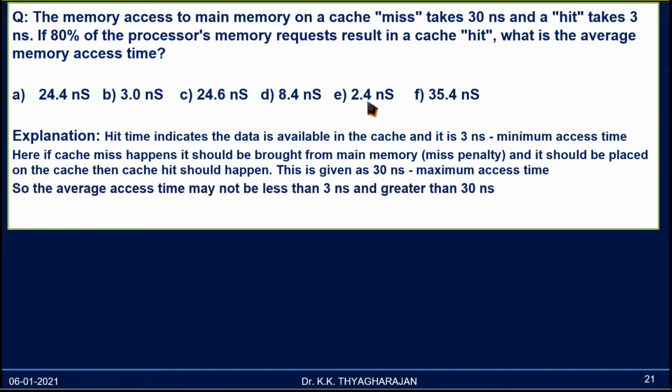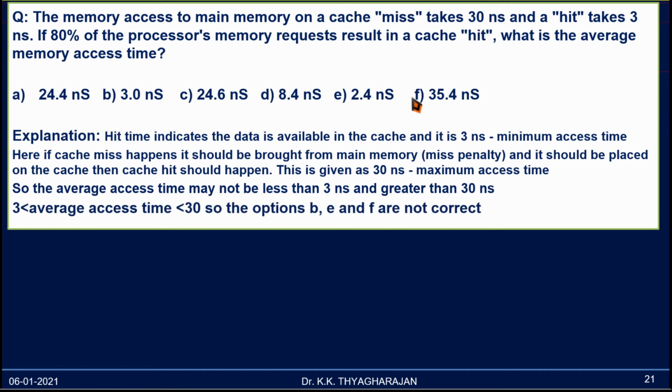In that case, 2.4 nanoseconds is not correct because it is less than the minimum time. Similarly, 35.4 nanoseconds is also not correct because it is more than 30 nanoseconds. So the average memory access time may not be greater than 30 nanoseconds. At the same time, the minimum access time may not be less than 3 nanoseconds. So the average memory access time will be somewhere between 3 nanoseconds and 30 nanoseconds. So anyway, E and F are not correct. You can omit them. So from the remaining options, you have to choose the correct one.